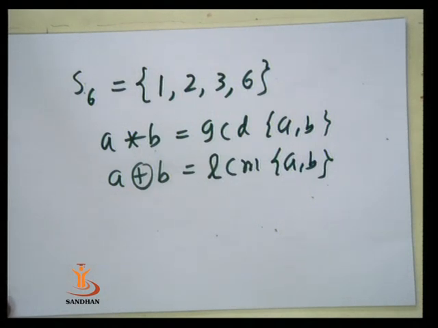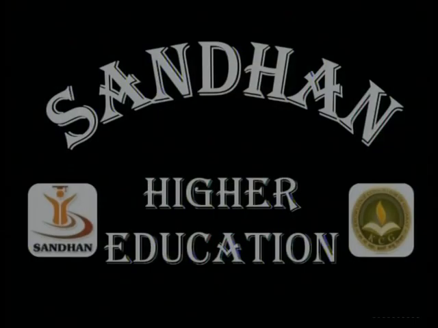In similar fashion, we can consider any example Sn, where n is a natural number. Sn together with star and ring sum, where star and ring sum are the GCD and LCM of any two members respectively, will be a lattice. Thank you.